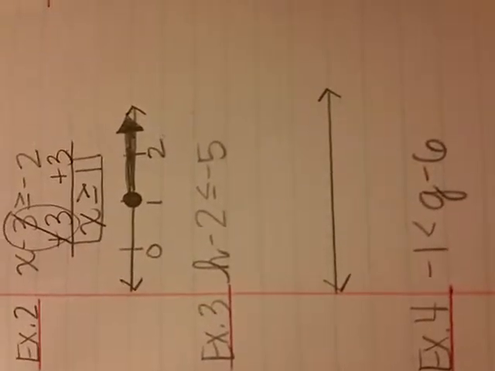Moving on to example 3. h minus 2 is less than or equal to negative 5. Now, keep in mind, if you are okay with these questions, you can fast forward or rewind if you need to go back to review. I'm just trying to get it to focus here for you all.